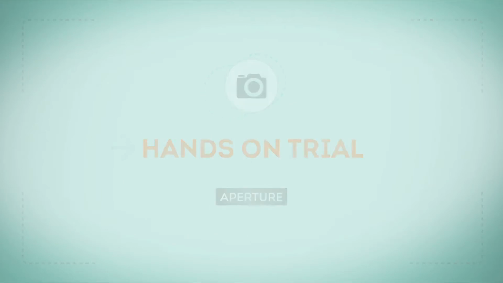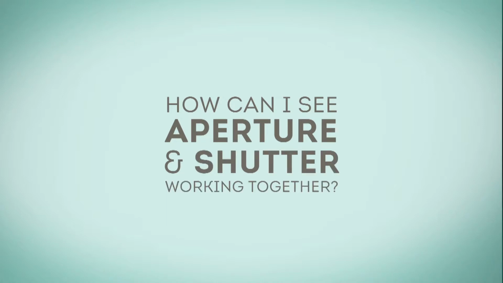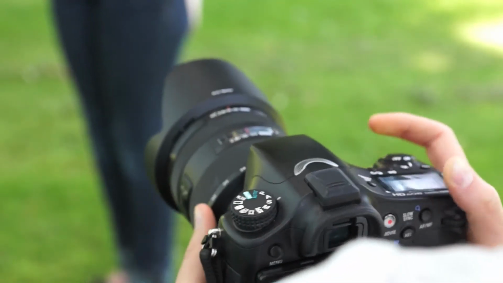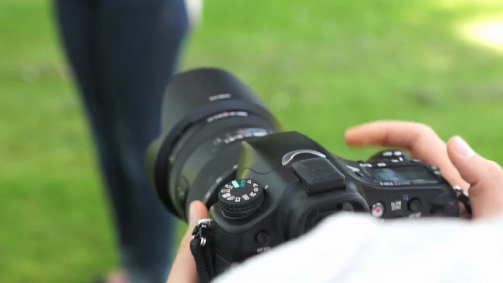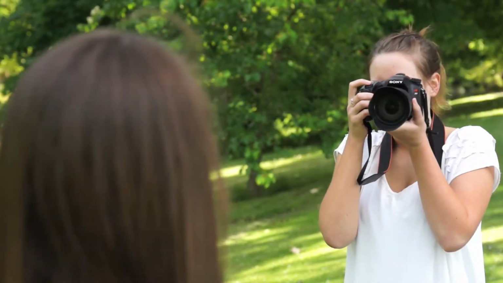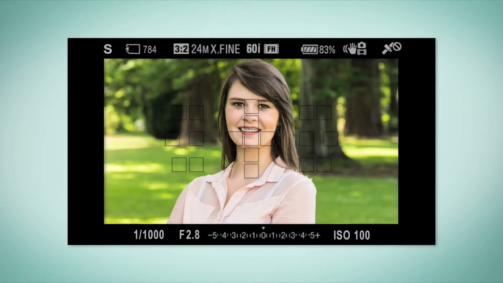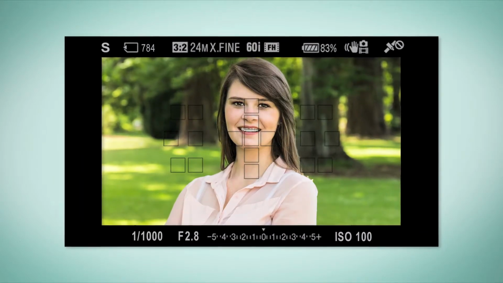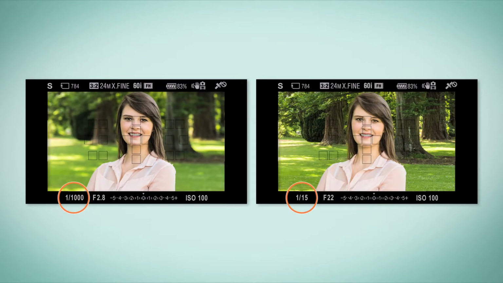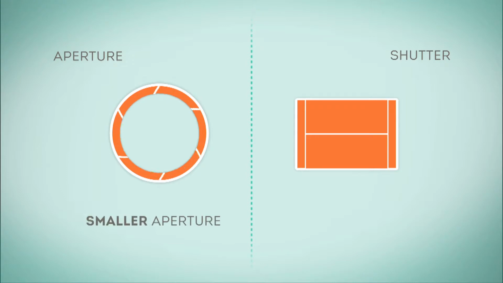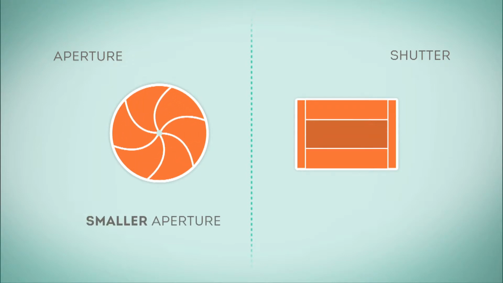So you may ask, how can I see the aperture and shutter working together? Well, grab your camera and try this. Set the camera to aperture priority. In this setting, we set the aperture and the camera will set the correct shutter speed to suit the lighting conditions. Here, we begin with a large aperture of f2.8. Watch what the camera does to the shutter as we reduce the aperture to f22. As the aperture gets smaller, the light reduces and the camera chooses a slower shutter speed to compensate.